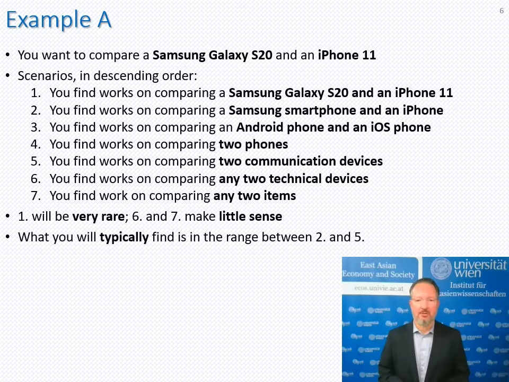You should actually be looking for something in the range of 2 to 5, and this is actually also very realistic. Again, not just for our particular example here, Galaxy S20 and iPhone 11, but also on most other topics that you are going to write about in your term papers or master's thesis.